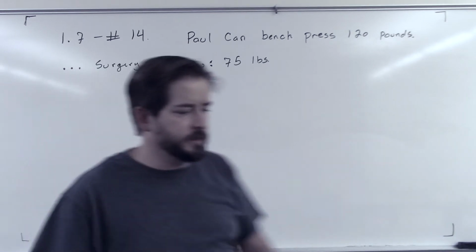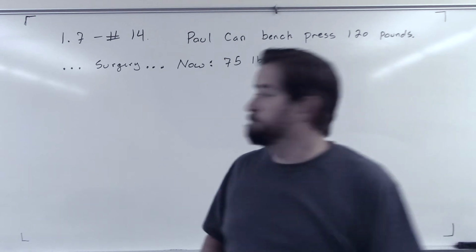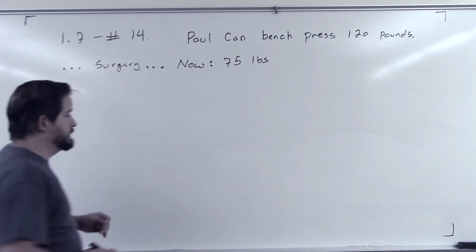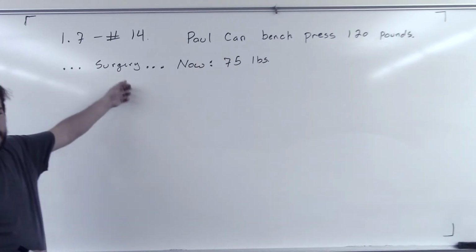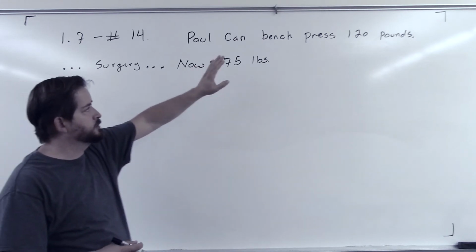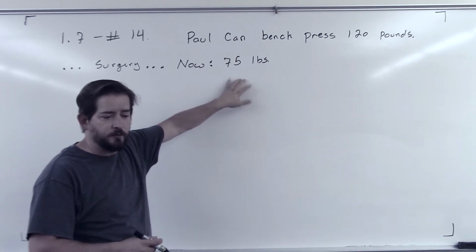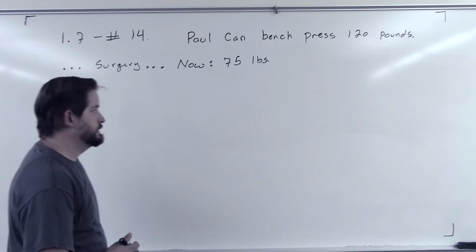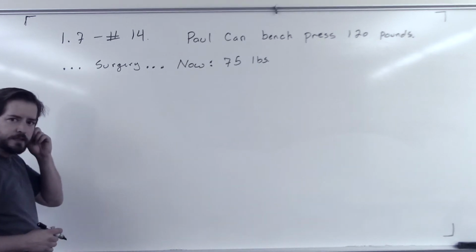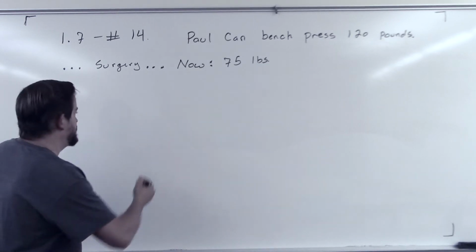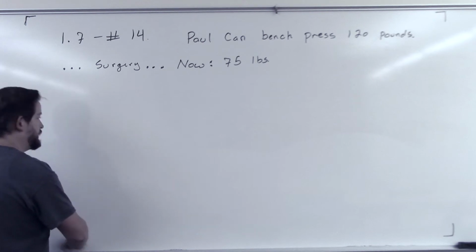The question was, Paul can bench press 120 pounds, something happens, he needs a surgery, and then later on he goes and bench presses and he can only do 75 pounds. So he's had a decrease, right? And the question is, what is the percent decrease? You should know this equation.